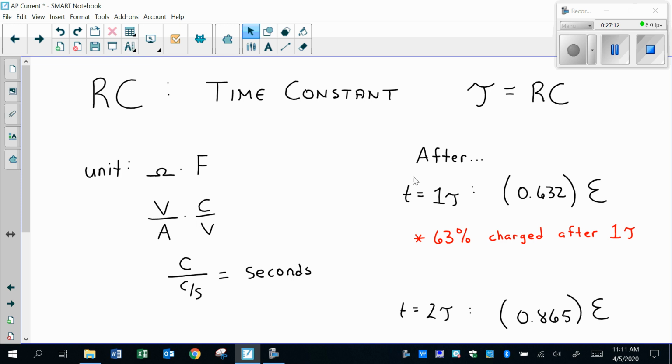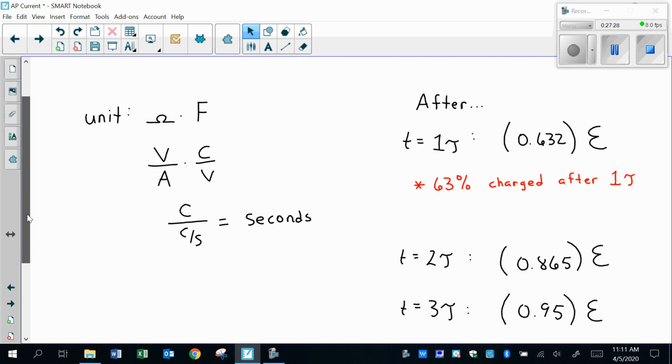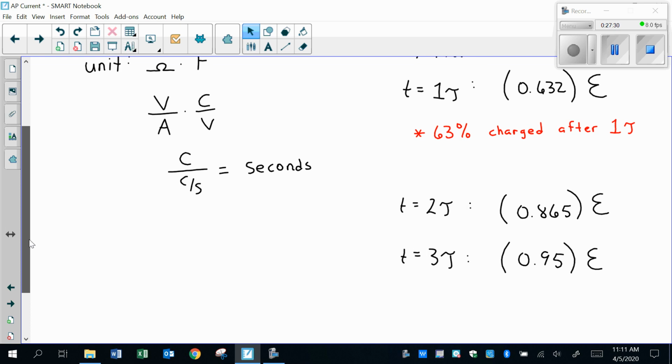So what does that mean? It means that after one time constant, 63% of our charge has moved. And since we're charging, that means our device is 63% charged up after one time constant. I can plug in two time constants and I get 87%. I can do three time constants and I get 95%. For our purposes, we say after three time constants, we're going to consider it to be fully charged.